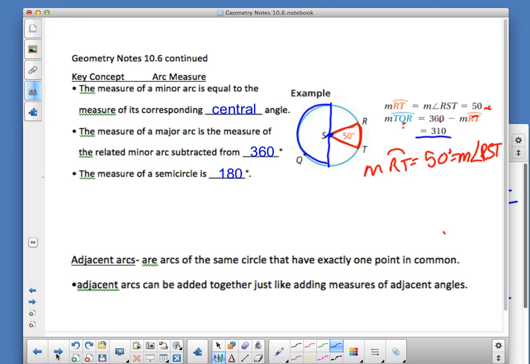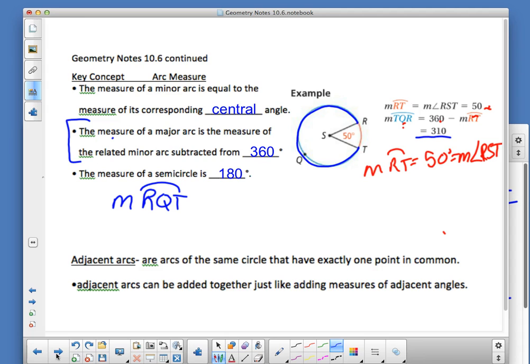Now, the measure of a major arc, let's talk about that. Let's talk about the arc that they actually have written down there. We're looking at the arc RQT. I'm going to find the measure of arc RQT. Notice how I do that arcing segment. I'm going around the circle. I'm using blue, going around here, RQT.